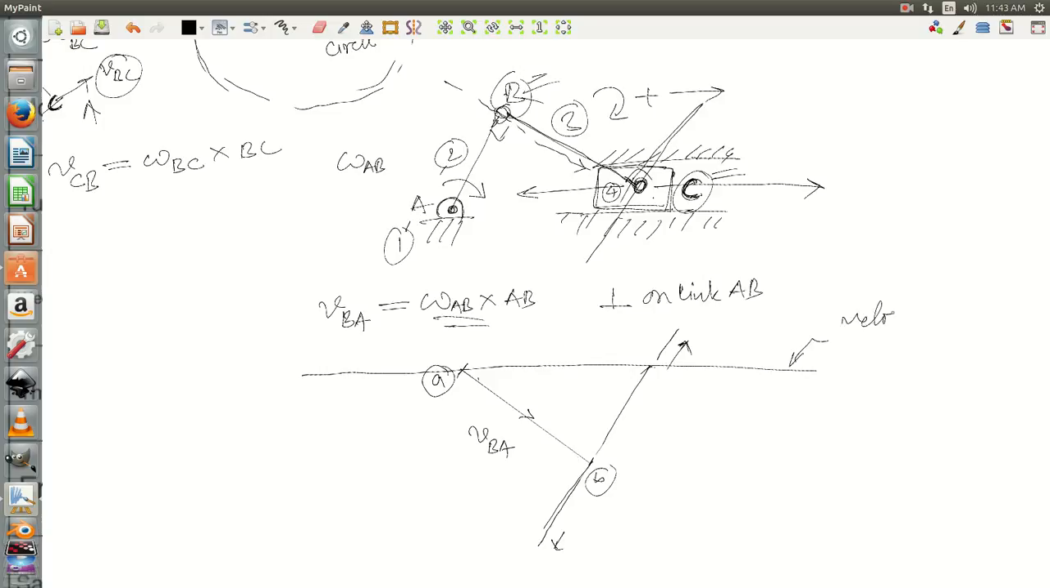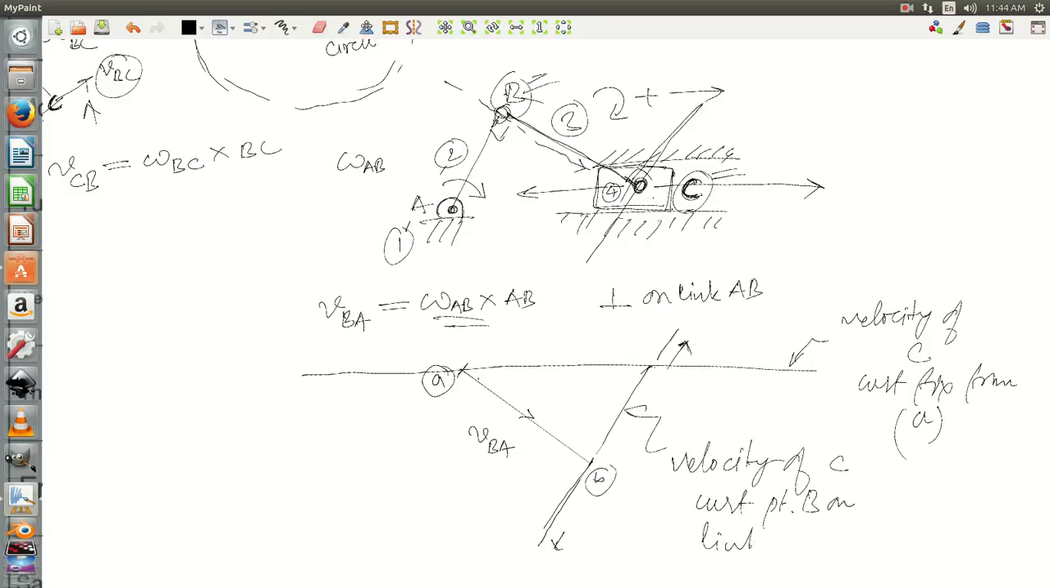So this is your velocity of C with respect to fixed frame A, and this is your velocity of C with respect to point B on link 3, right? Now, point C is on this line as well as on this line. That means point C lies on the intersection of these two lines. This direction represents velocity of C with respect to A, whereas this direction represents velocity of C with respect to B. And if I invert the direction over here, this is velocity of B with respect to C.